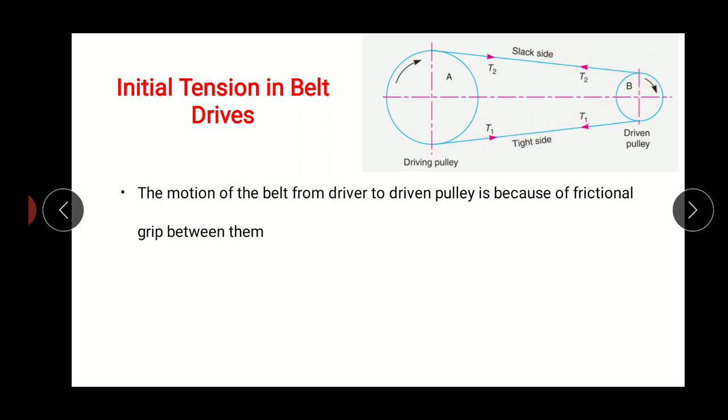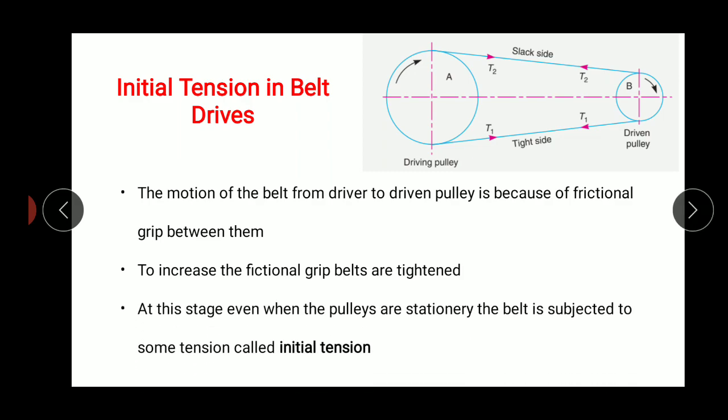As we already know, the motion transmission from the driving pulley to the driven pulley through the belt is due to frictional grip between the pulley and the belt. To increase the frictional grip, the belts are slightly tightened so that increased tension will cause a firm grip between the belt and the pulley.